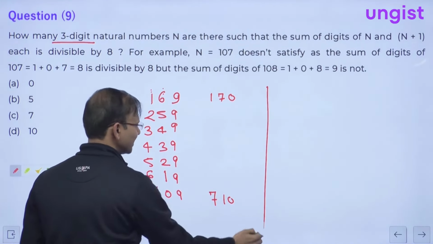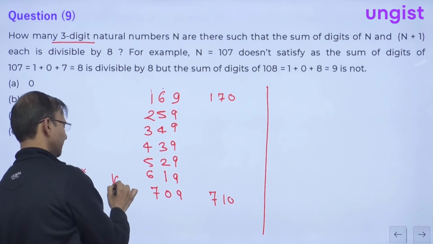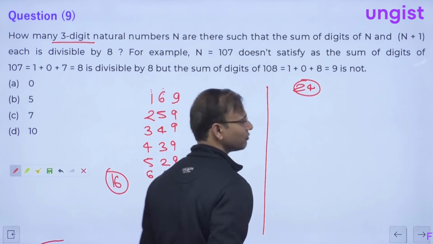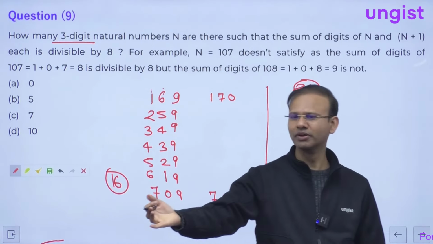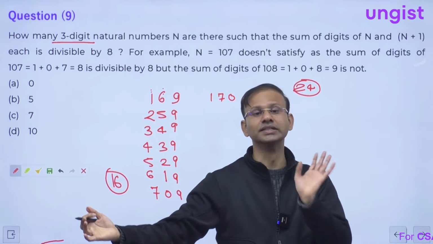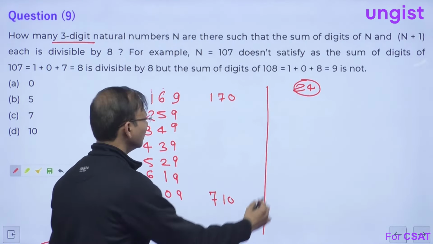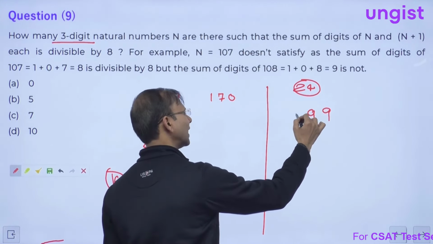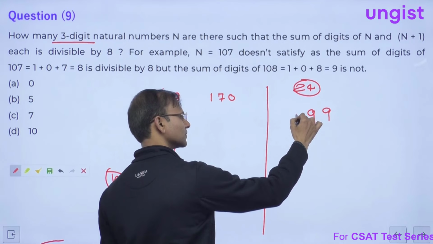Any other numbers? So guys, here the sum was 16, right? Now let's take the sum as 24. 24 means what? The third place will be 9. I mean the unit's place will be 9 and the first and second would sum to 16, right? So 9, 9 and 7.